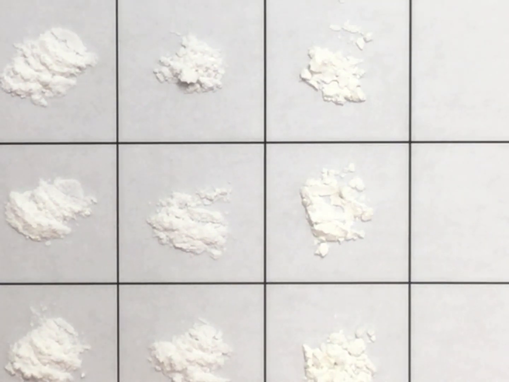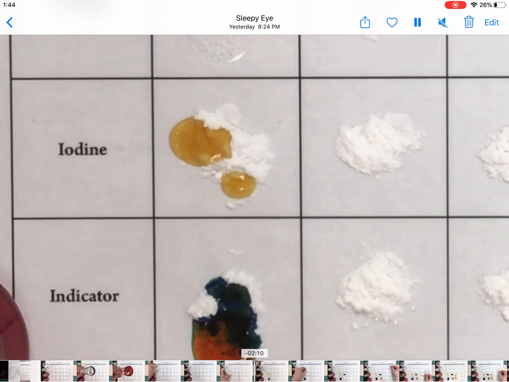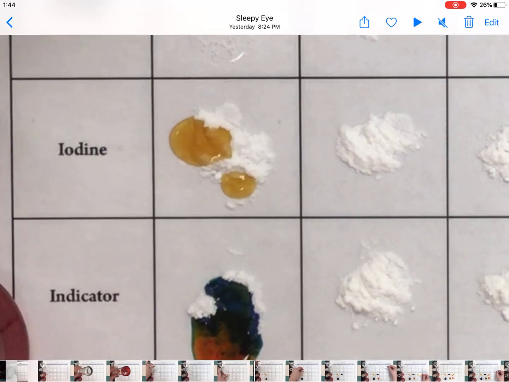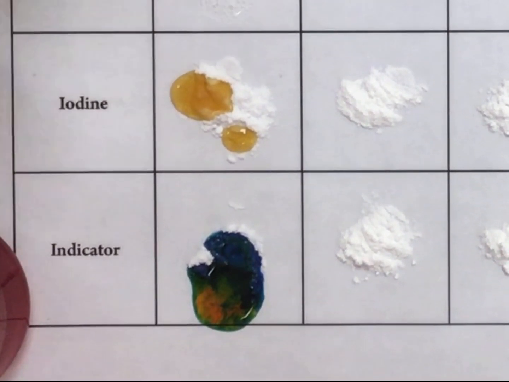This is iodine, so iodine and baking soda. It doesn't look like we see much of a color change there. And then that was the indicator solution. So you can see the indicator solution starts off as a reddish color. When I add it to baking soda, it changes to a dark blue, greenish blue. You can see it mixing in a little bit there.